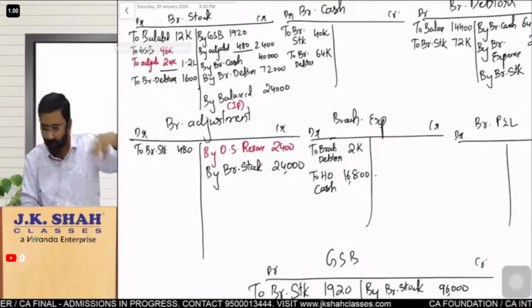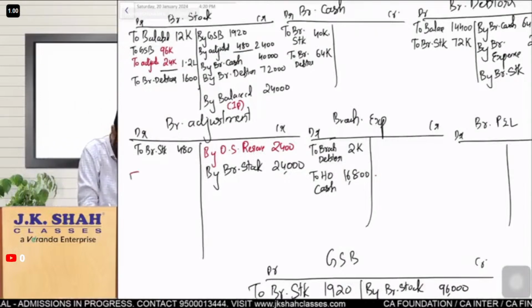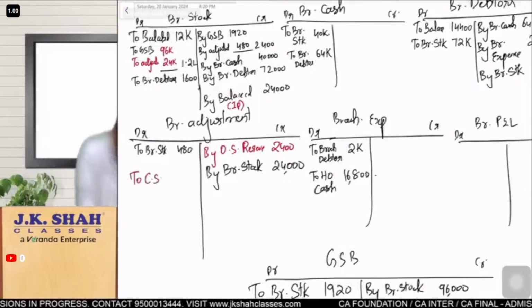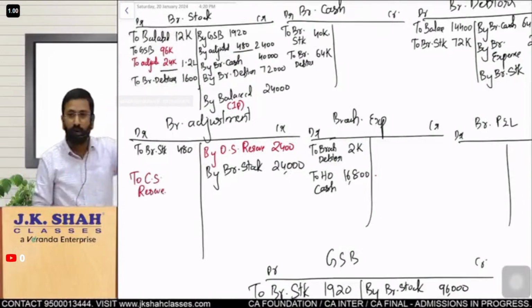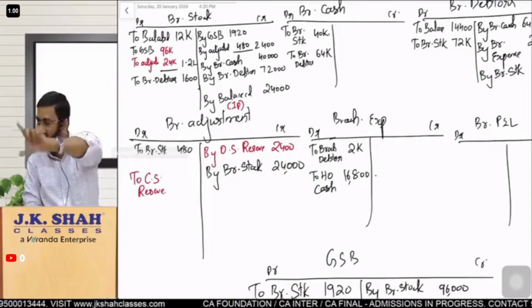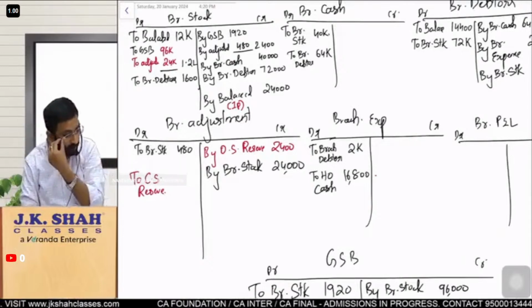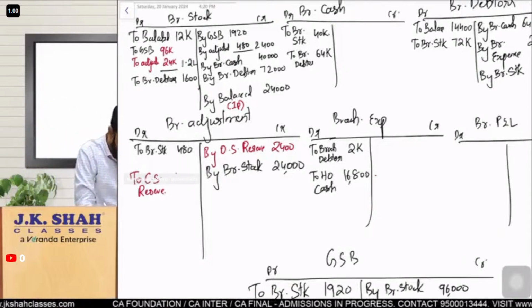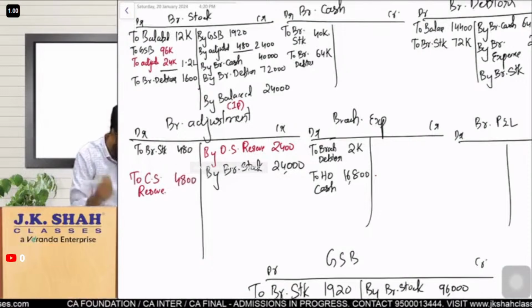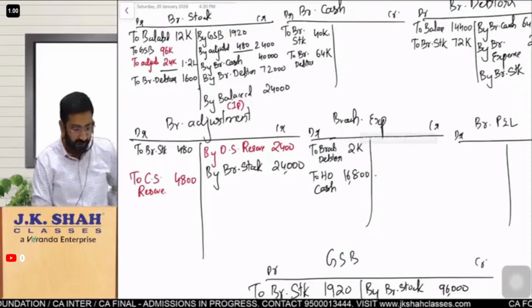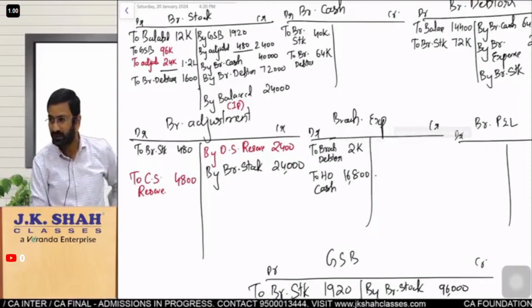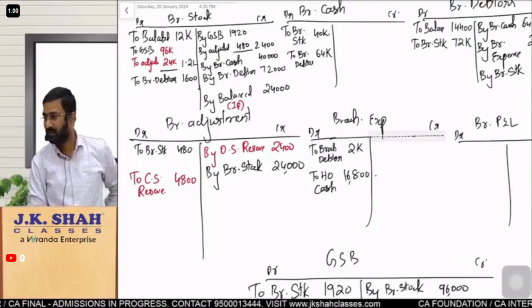Correct. Unrealized profit has to be eliminated now. To closing stock reserve. At the moment you write opening stock, remove the opening reserve. Closing stock, remove the closing reserve. So 24,000, how much is there? 4,800 reserve is there. Anything else? That's all. Easy.